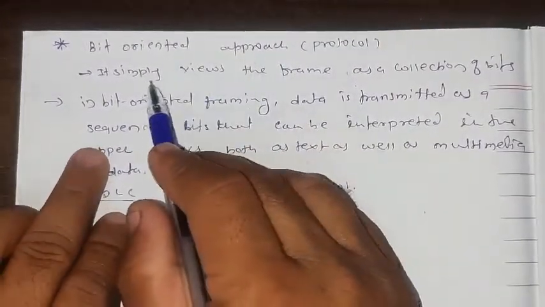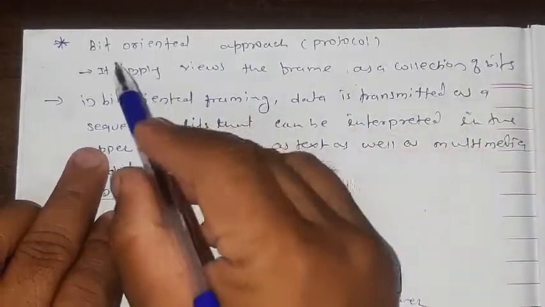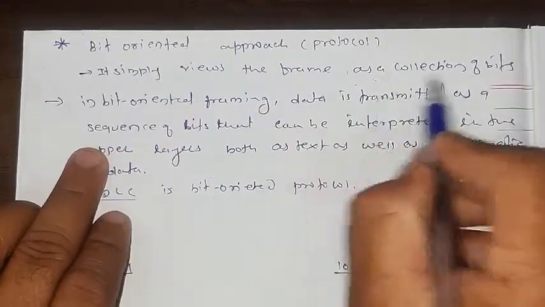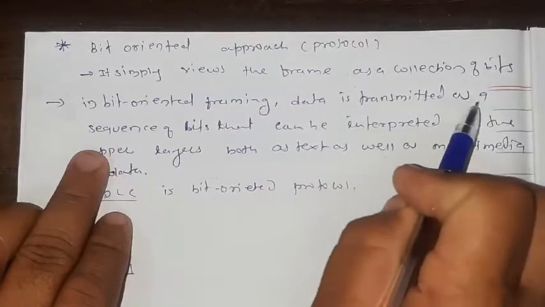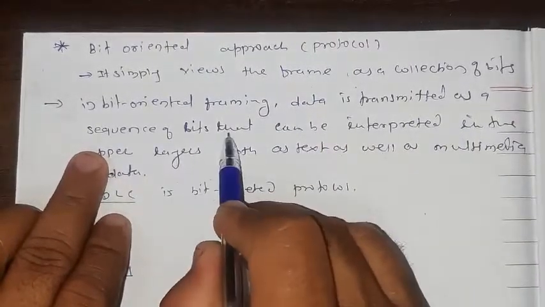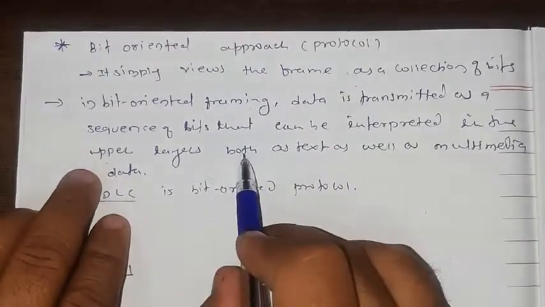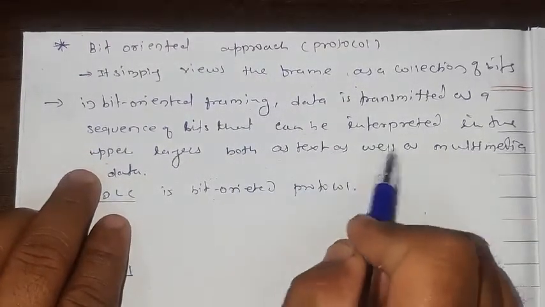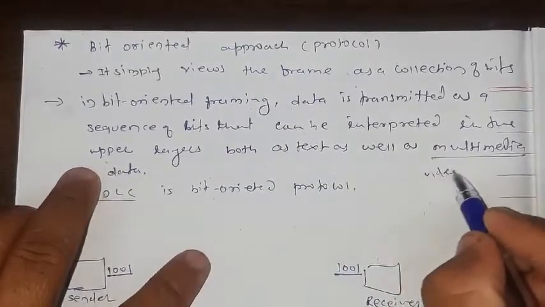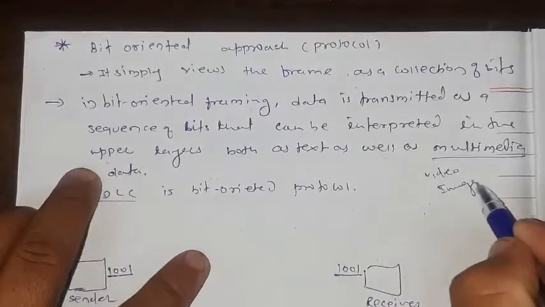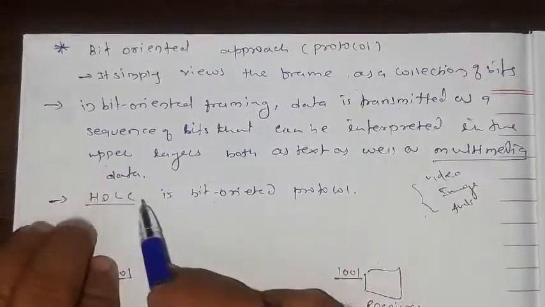Okay, it simply views the frames as a collection of bits. So the bit oriented approach is nothing but a collection of bits. In bit oriented framing, data is transmitted as a sequence of bits that can each be interpreted in the upper layer both as text as well as multimedia. So multimedia means what? Video, images or audio. Okay, that is nothing but multimedia data.